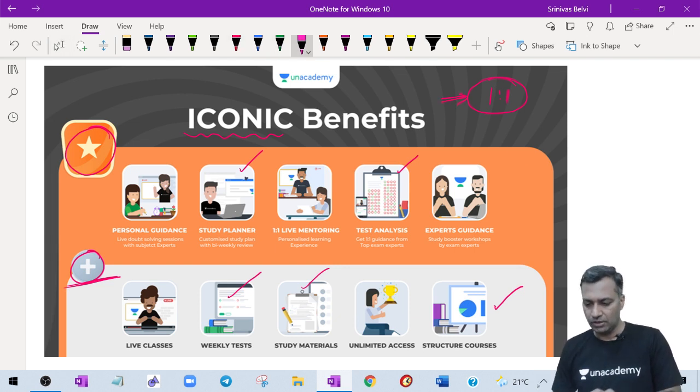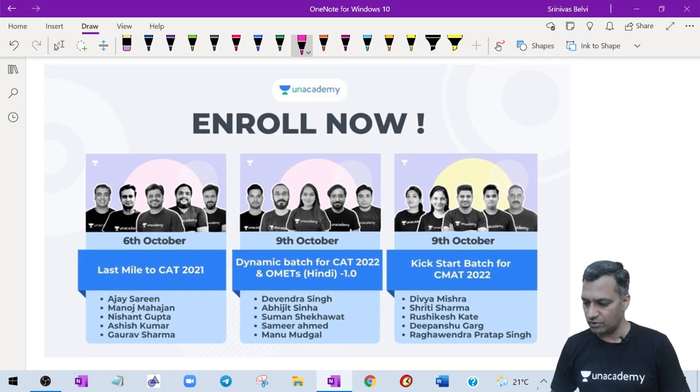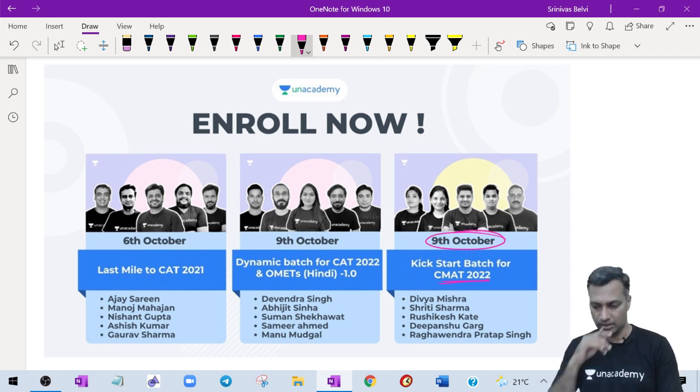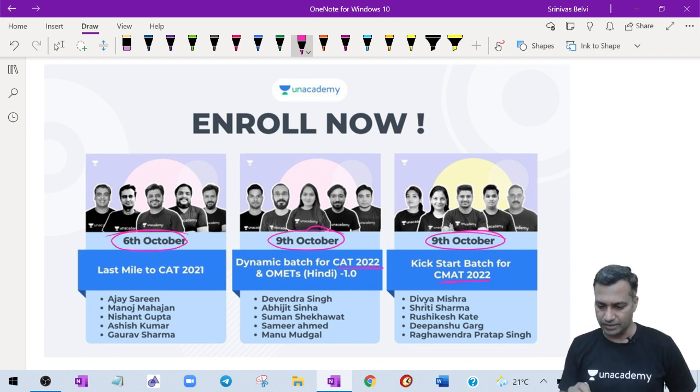Coming to the batches that are coming up. If you're a CAT 22 or CMAT aspirant, you can look for this batch which is going to be launched on 9th of October. If you're appearing for CAT 22, you can look for the 9th October batch, launched during the mid of the festive season. And there is a last mile batch. This looks pretty promising for CAT 21 students.